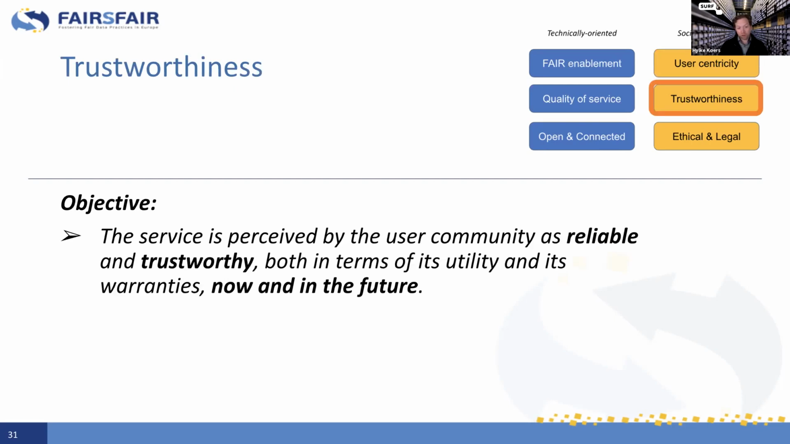Trustworthiness states that the service is perceived by the user community as reliable and trustworthy, both in terms of its utility and its warranties, now and in the future. And this is a statement not only about the service in and of itself, but also the organization surrounding it. Is that organization trustworthy, in the sense that you can expect that the service will also be functioning as expected and as required in the future? This is a statement about now and in the future.